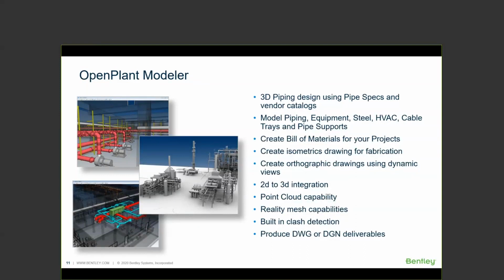isometrics directly for fabrication from the 3D model. You can generate your bills of material, your plans and section drawings. There's 2D to 3D integration, which you're going to see, bringing process design up into 3D detailed design. There's point cloud capability, reality mesh capability, built-in clash detection, and you can produce DWGs, DGNs, and other formats.